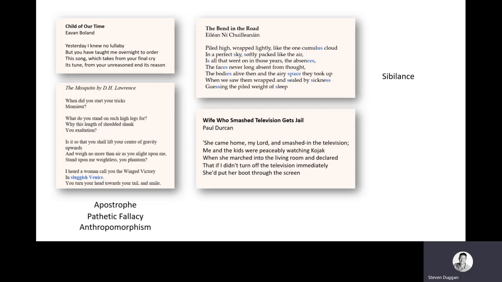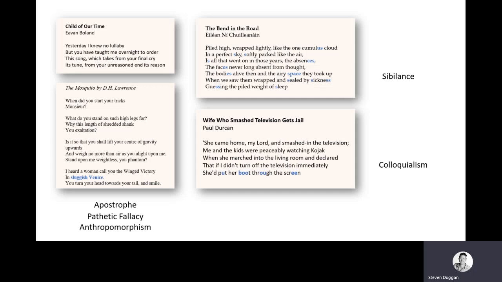Or this one by Paul Durcan, Wife Who Smashed Television Gets Jail. "She came home, my lord, and smashed in the television. Me and the kids were peaceably watching Kojak when she walked into the living room and declared that if I didn't turn off the television immediately, she'd put her boot through the screen."